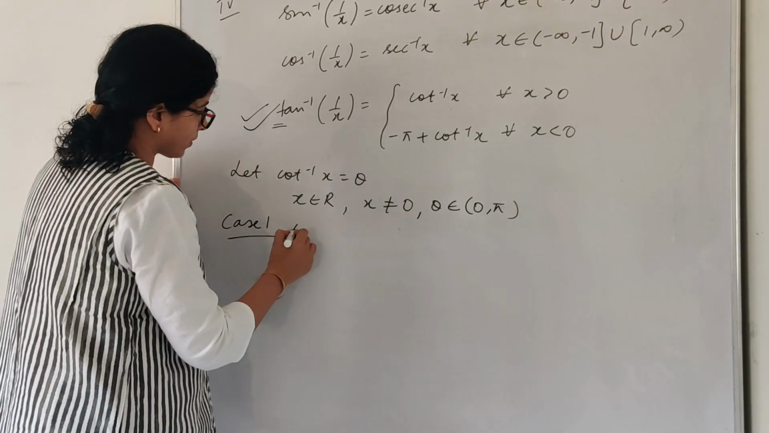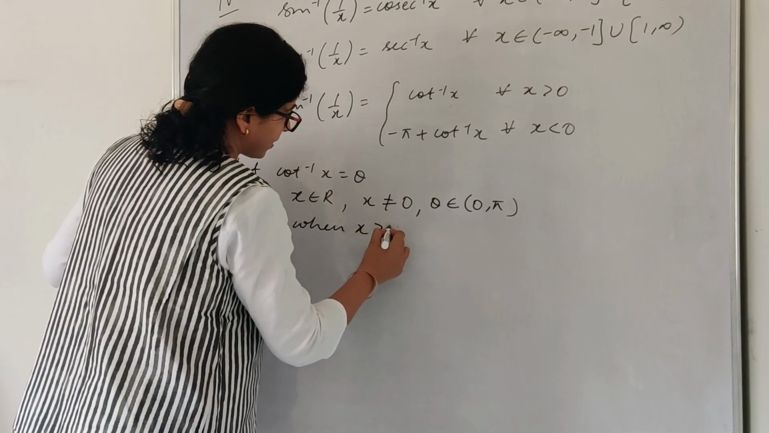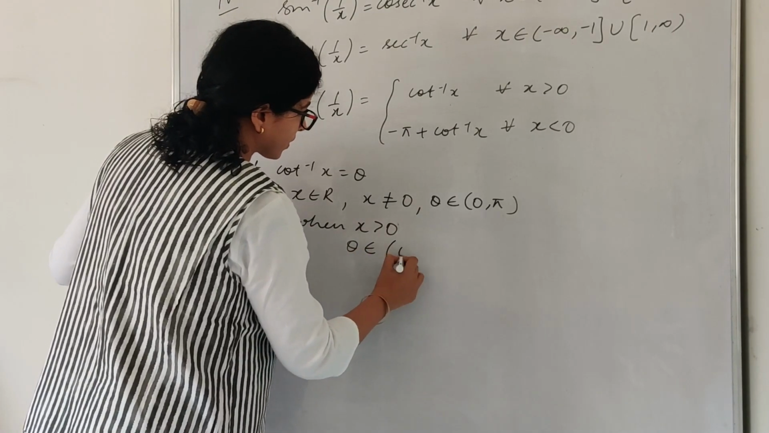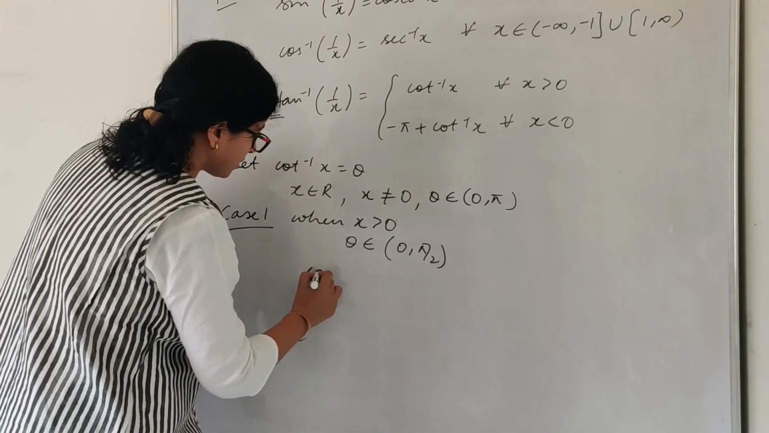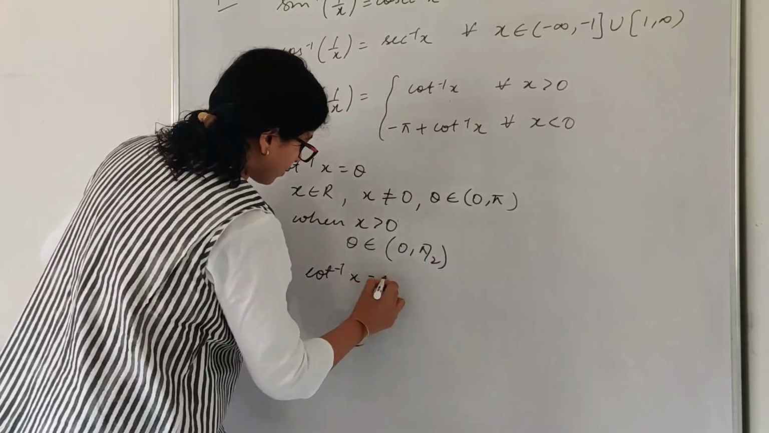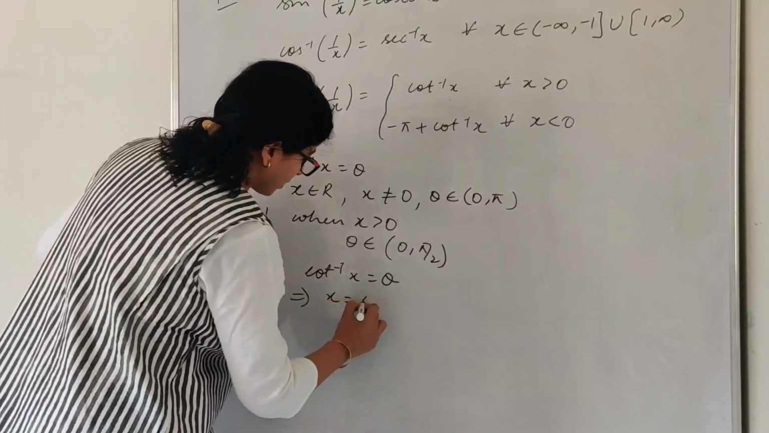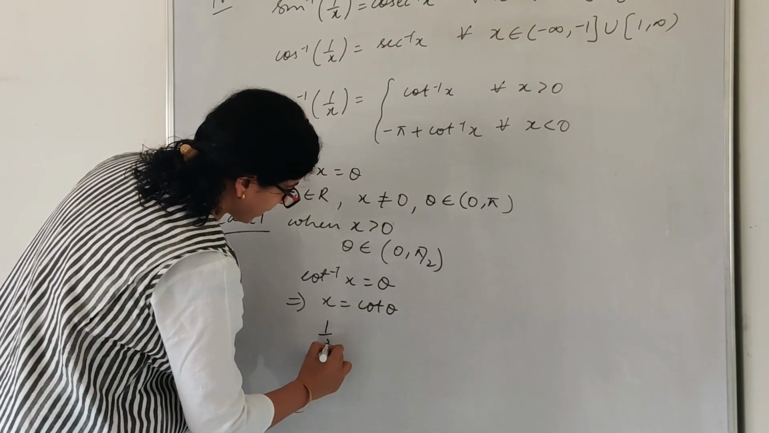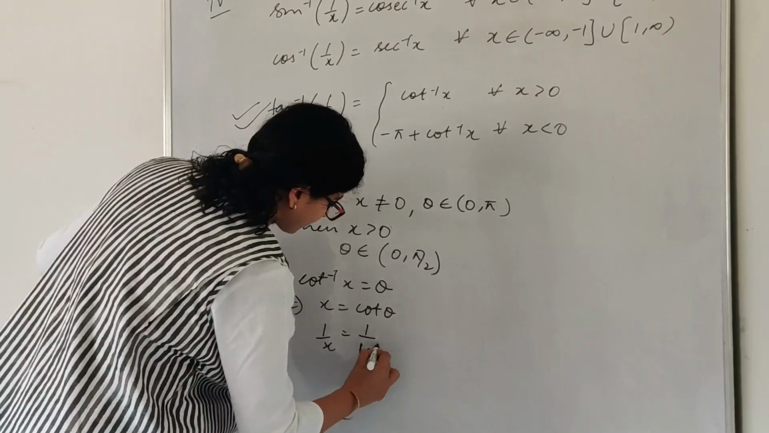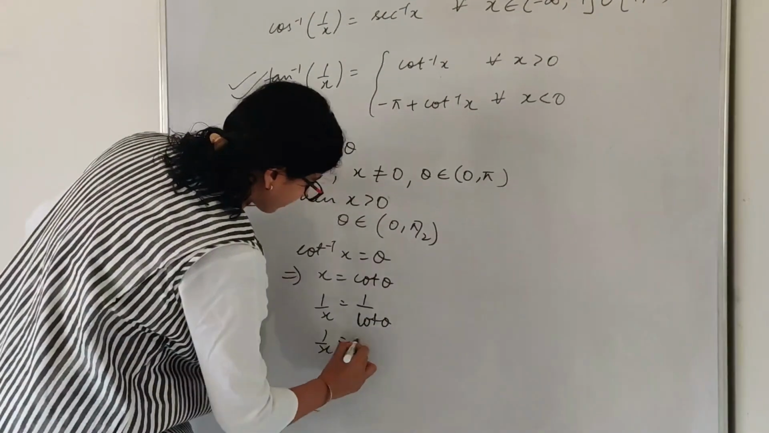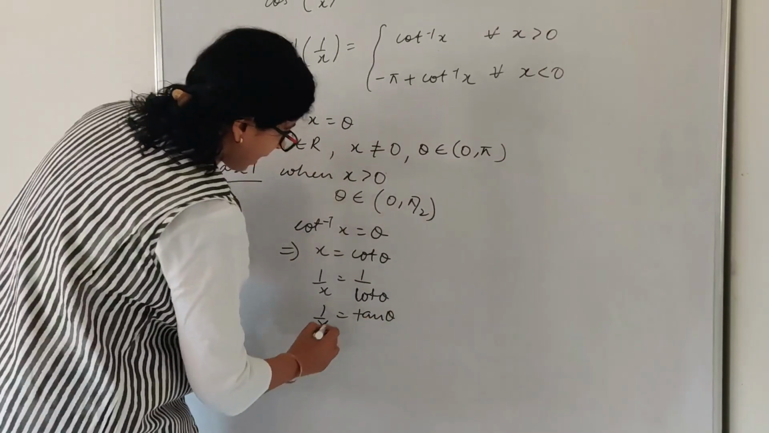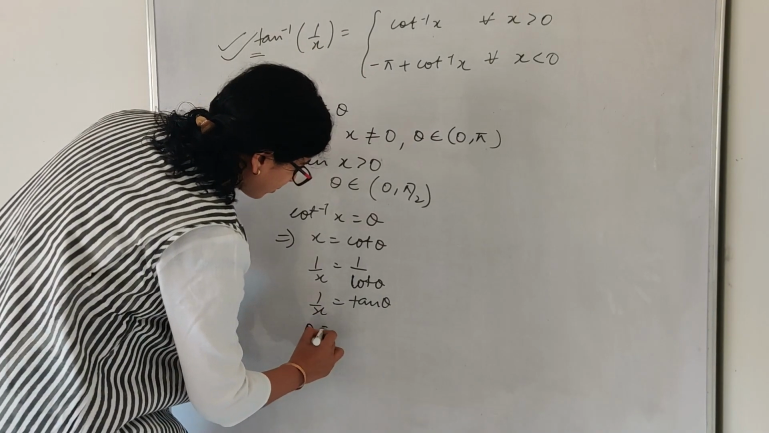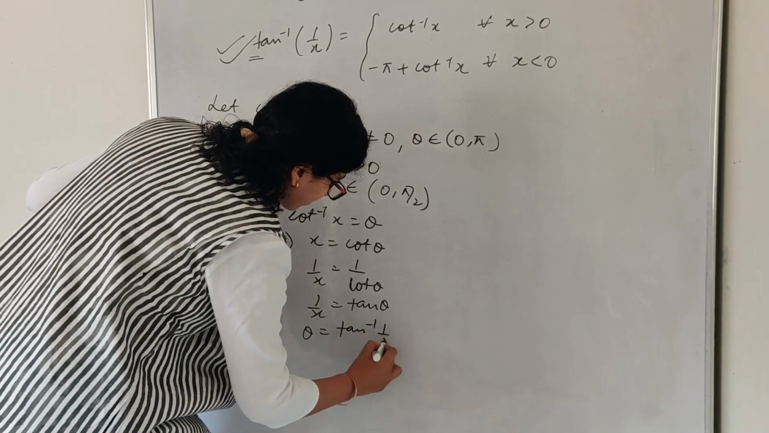First is case 1, when x is greater than 0. So when x will be greater than 0, my theta will belong to (0, pi by 2). Since cot inverse x equals theta implies x is equal to cot theta, and we can write 1 by x is equal to 1 by cot theta. So 1 by x is equal to tan theta, right? And since my theta belongs to (0, pi by 2), I can write that theta is equal to tan inverse 1 by x.